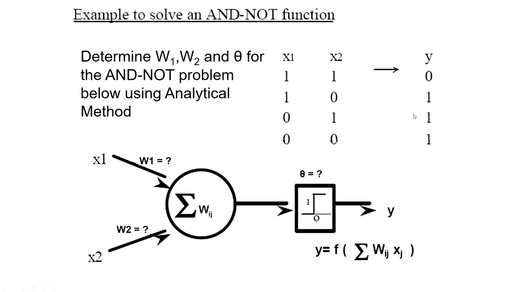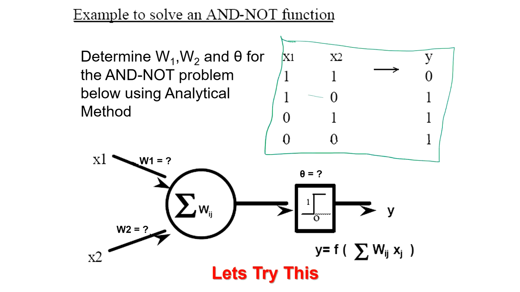I left you with this type of example. I want you to do this type of example on your own. So we have different data here. We have 1 1, 1 0, 0 1, 0 0. Okay, and then the output will be 0 1 1 1.